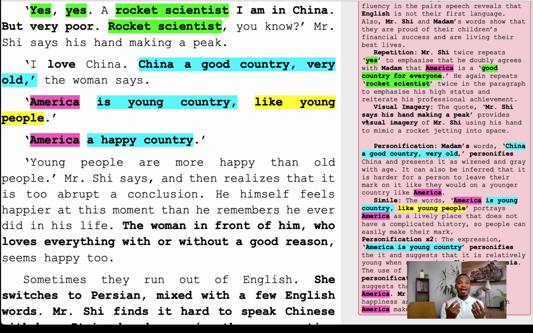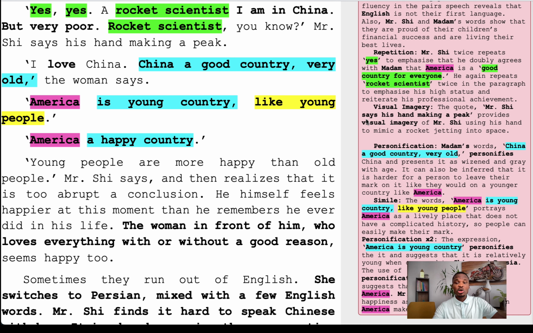But America is like a country that is a bit more bubbly, so it's a happy country. It's young compared to China. Even though America is 300 plus odd years, China is 2,000 plus years in terms of civilization. So it's an older country. So that's the idea that Madam is trying to present here, with a personification of it as very old.